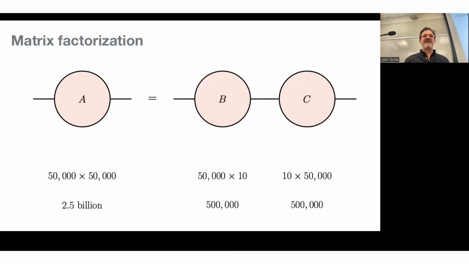But if A factors as the product of a 50,000 by 10 and a 10 by 50,000 matrix, then you've written those 2.5 billion numbers in terms of 1 million independent numbers. And the idea is that those 2.5 billion numbers aren't really independent. They're products and sums of just 1 million different numbers. And then let me make a comment about this notation that I'm using.